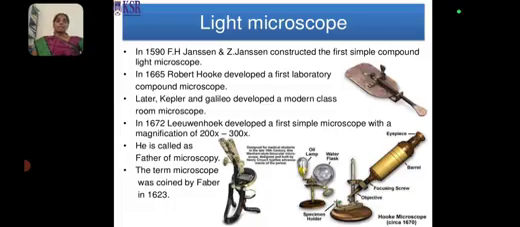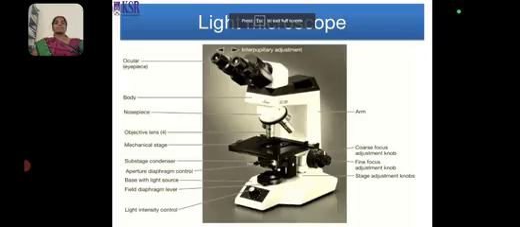So, first of all, the light microscope. The light microscope was first constructed by Johnson & Johnson in the year 1590. In 1665, Robert Hooke developed the first laboratory compound microscope. Later, Kepler and Galileo developed the modern classroom microscope. In 1672, Leeuwenhoek developed the first simple microscope to view tiny objects with a magnification of 200 to 300 times. That's why he is called the father of microscopy. The term microscope was coined by the scientist Faber in 1623. This is the image of the microscope, which is a compound light microscope.